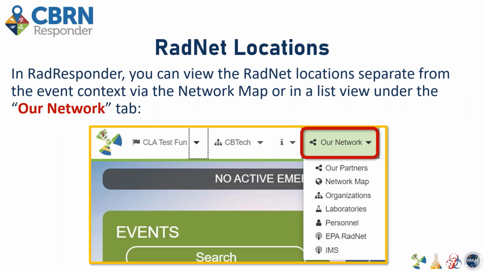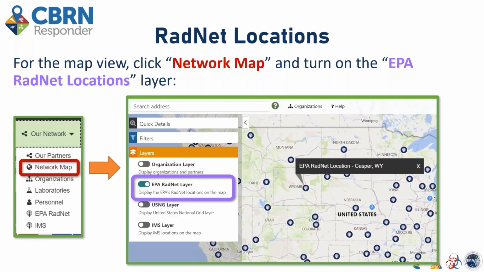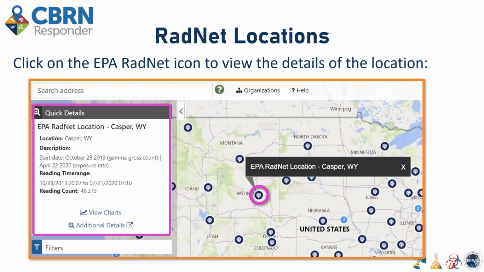There are a few different places you can view this data. The first being under the Our Network tab that you'll see at the top. If I want to view it on the map, I will open up the network map. Everybody does have access to this, and you can customize the layers. So I'm going to toggle on the EPA RadNet layer, and there I will see all of the different EPA RadNet locations across the country. If I click on a specific one, the quick details will open up, and I will see the specific location, the city, state, the reading time range, and reading count up to the current date.